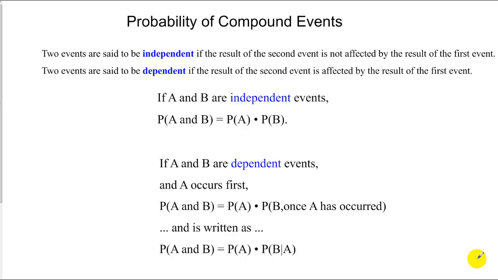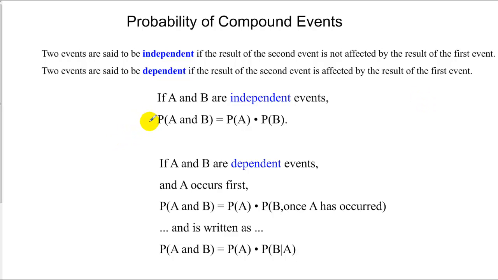Next we move to probability of compound events. Compound meaning more than one typically. Two events are going to be what we call independent if the second event's not affected by the first. If they're dependent events, then the second event will be affected by the first results.